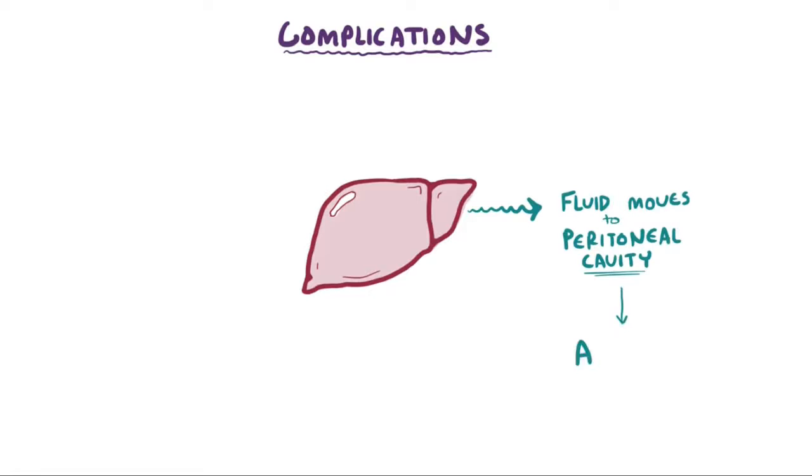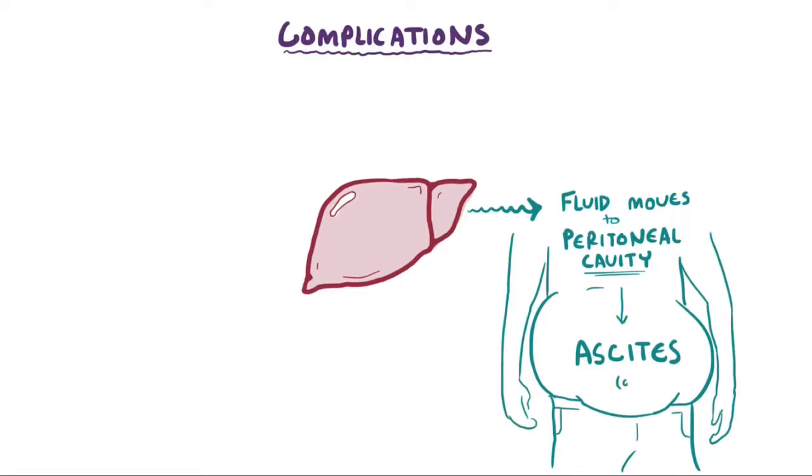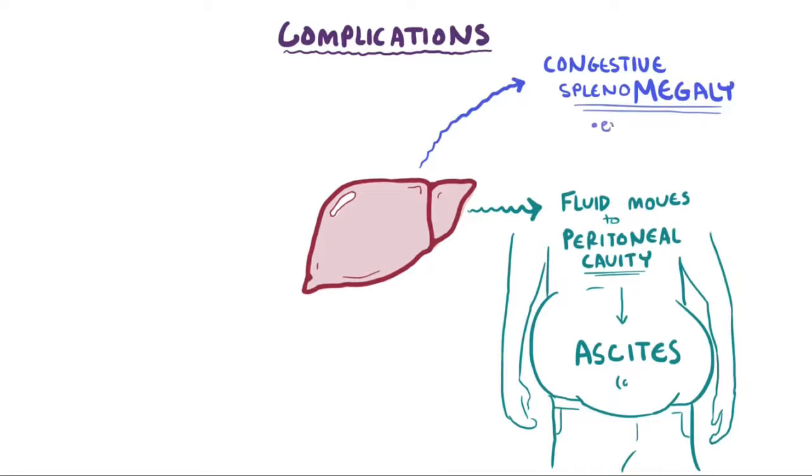That's why cirrhosis leads to excess peritoneal fluid, a condition called ascites, and can result in complications like congestive splenomegaly and hypersplenism, where the spleen becomes enlarged because all this fluid and blood can't get into the liver and backs up into the spleen instead.